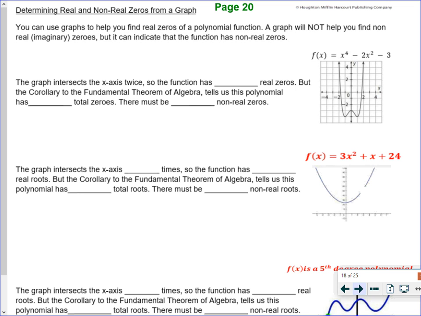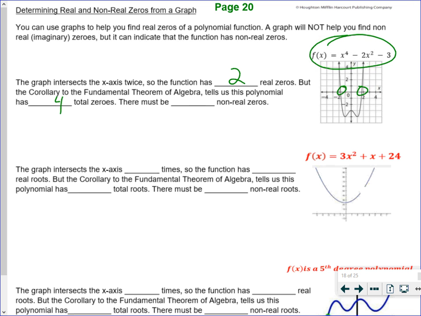So in this first graph we have over here, f of x equals x to the 4th minus 2x squared minus 3. The graph intersects the x-axis 2 times, right here and right here. So that tells me the function is going to have 2 real zeros, because the real zeros and x-intercepts are the same exact thing. But because of the corollary to the fundamental theorem of algebra, this function has to have 4 total zeros. The degree of the whole function is 4, so that means we have to have 4 total zeros.